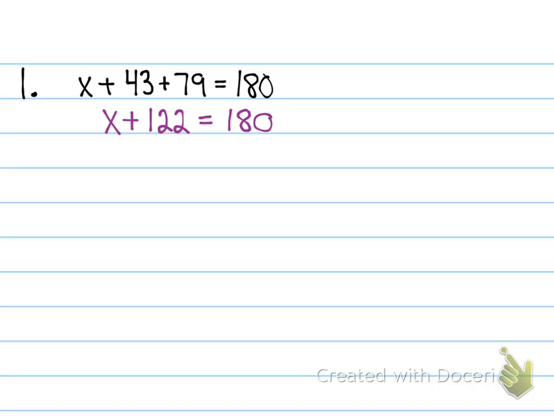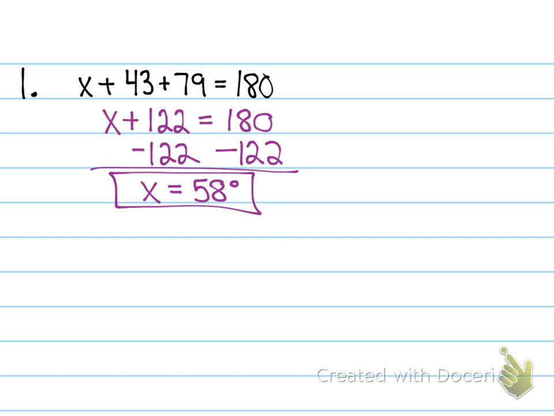Okay, so what's my equation? X plus 43 plus 79 equals 180. What do I do next? Add 43 and 79. Very good. What do you get? 122. X plus 122 equals 180. Now what do you do? Subtract 122 on both sides. Very good. X equals 58 degrees. All right, who got it right? X equals 58 degrees. Good job. All right, so that's it for example 1.